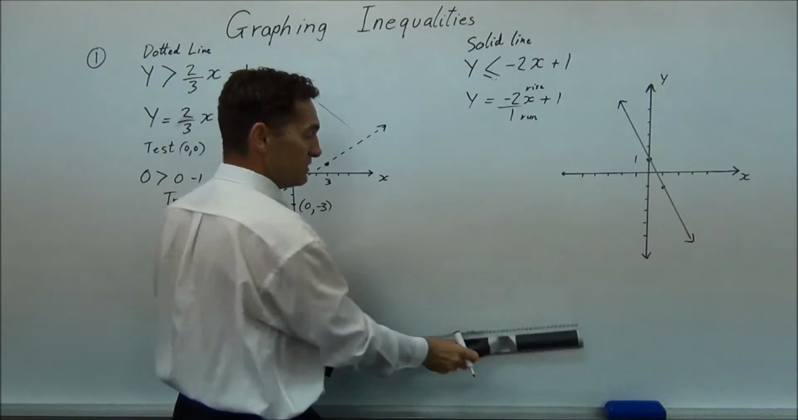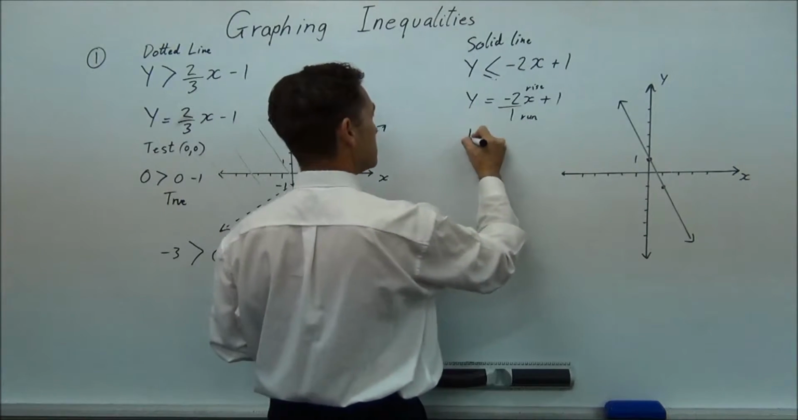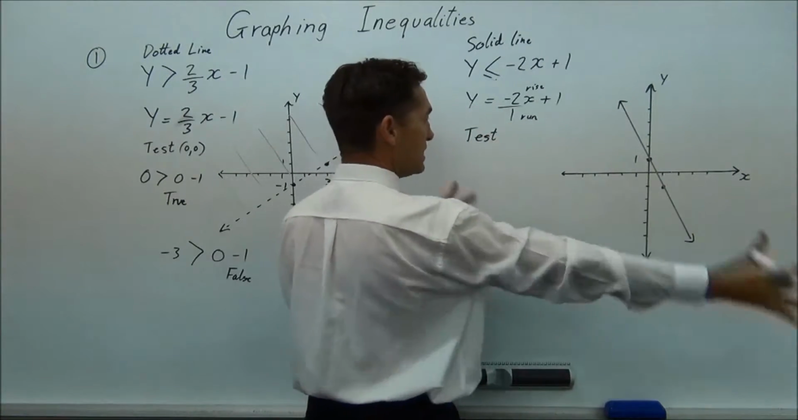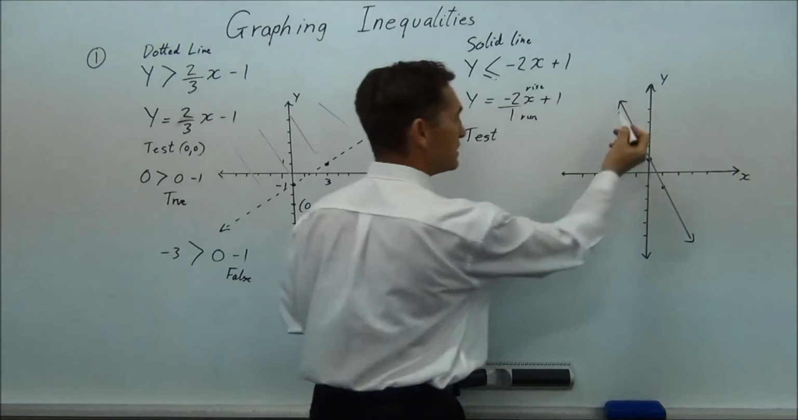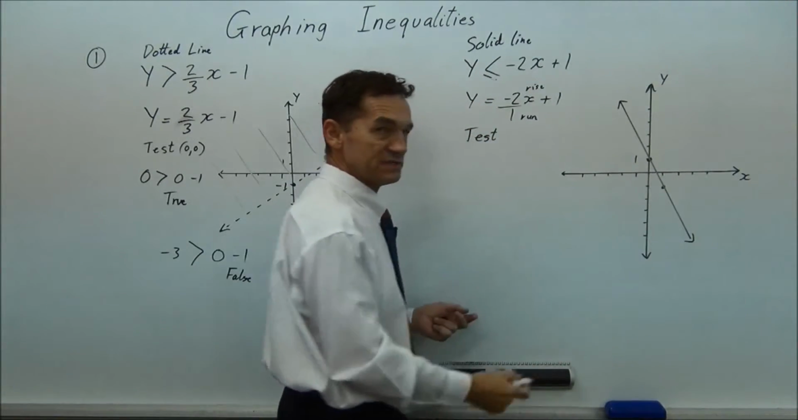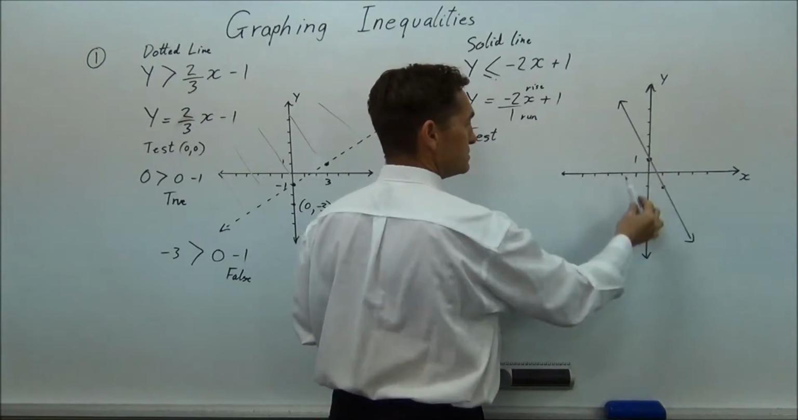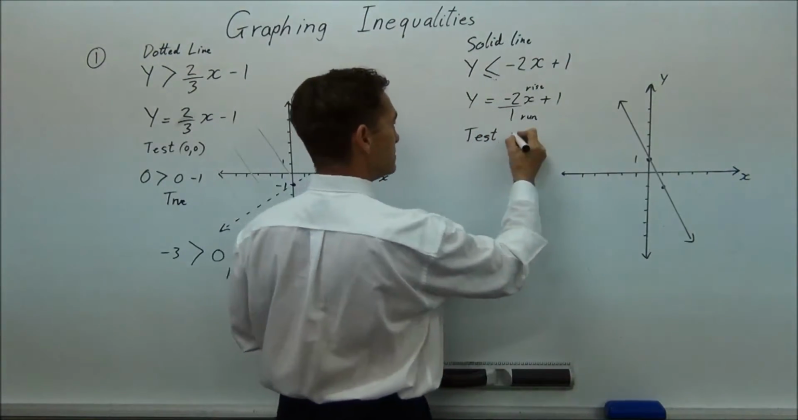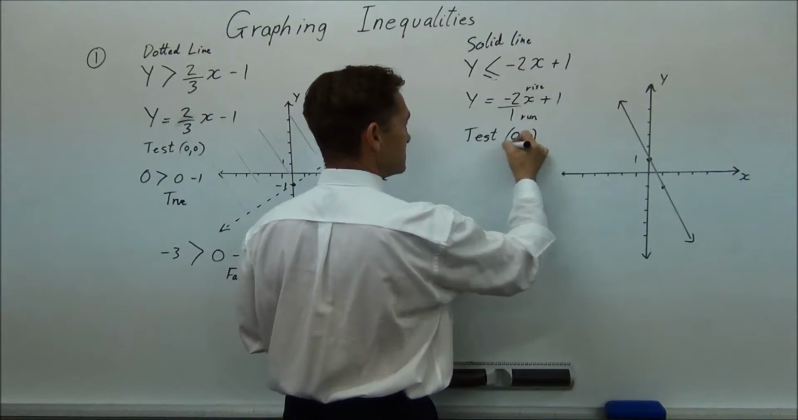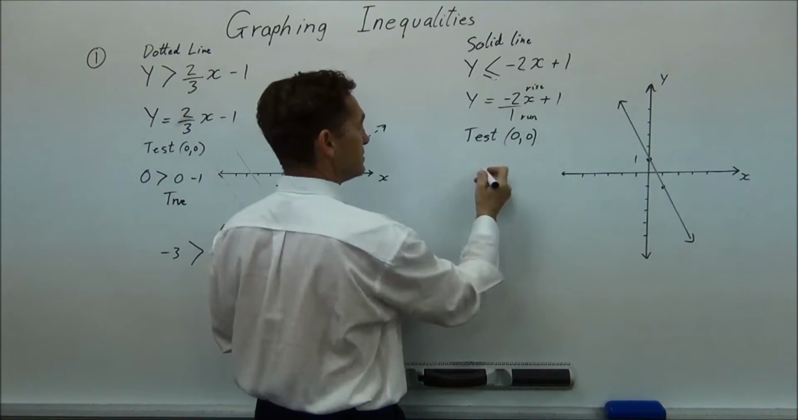Now we're going to do the same thing. We're going to test something. And we can test any point we want anywhere. We just can't test anything on the line because that's a waste of time. We want to shade a region. So again, we'll pick 0, 0. And we pick 0, 0 because it's easy. It wipes things out, like I said before.